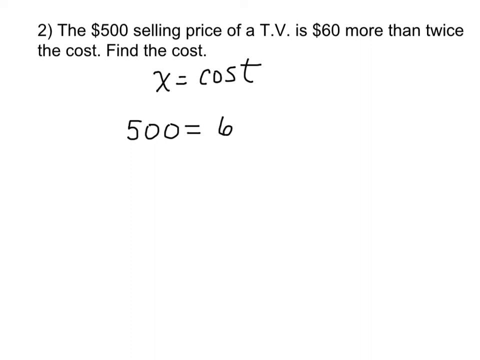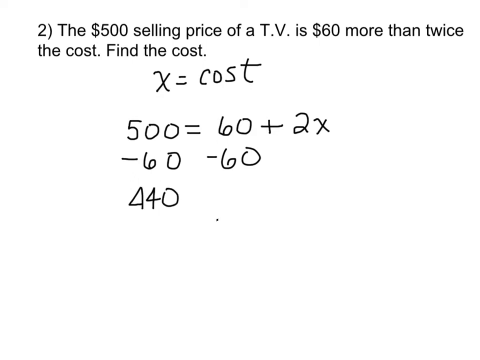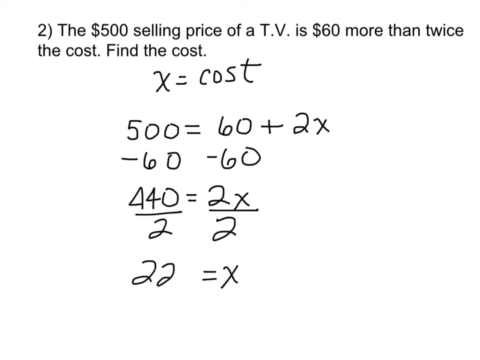Well, 60 more than means plus. Twice the cost would be 2x. You could have also written that as 2x plus 60 equals 500. Either one of those would be fine. All right, so let's solve this. We're going to subtract 60. This is review. We're going to get 440 equals 2x. Divide by 2. X equals 220.